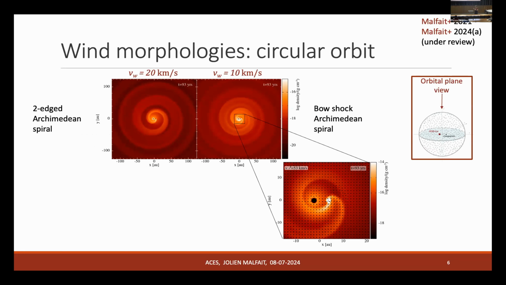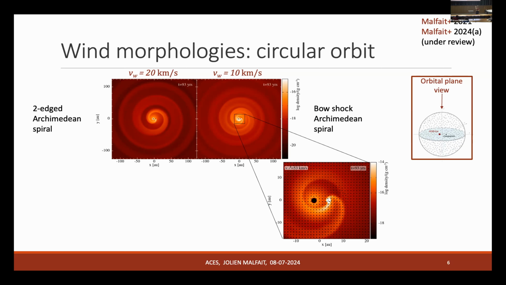Okay, so in these images you see here, you see the density distribution in a slice through the orbital plane in case of 2 different wind velocities. And what you see is that in both these cases, a nice Archimedes-like spiral structure forms in this orbital plane view.